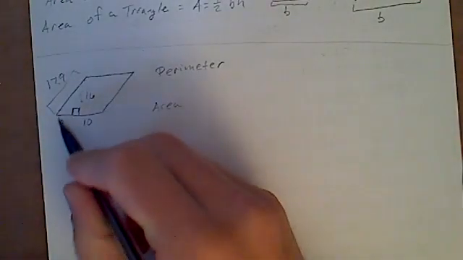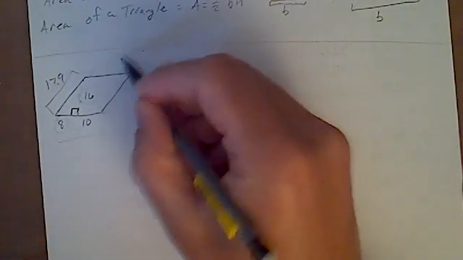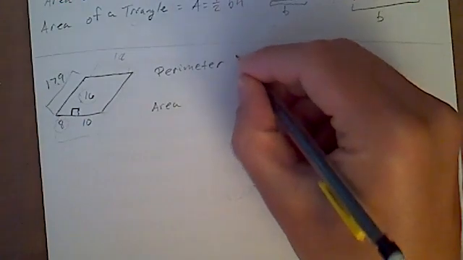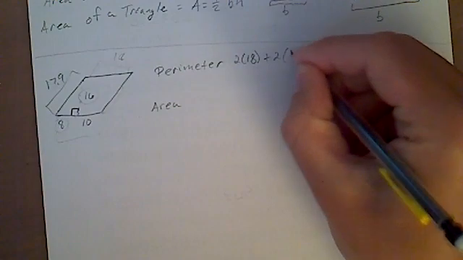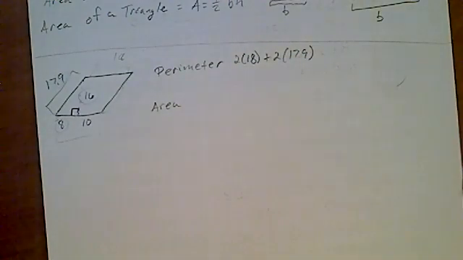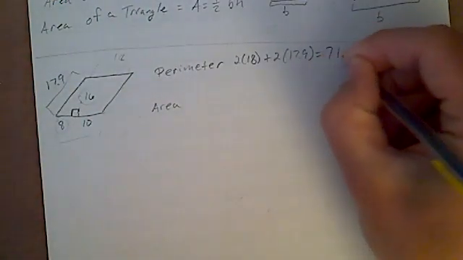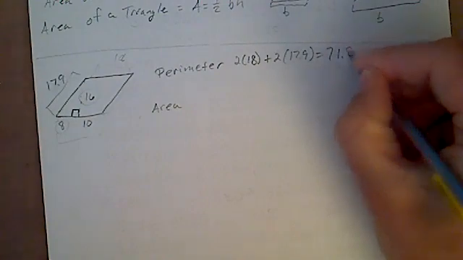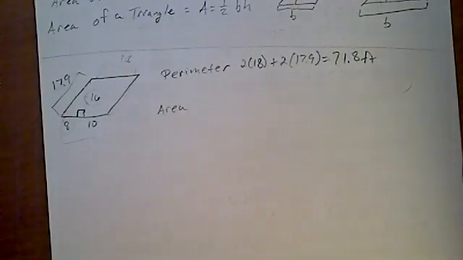So perimeter: we have a side of 16 and a side of 18, and 18 and 18. So we have 2 times 18 plus 2 times 17.9, which gives us a perimeter of about 71.8. Going back, this was all in feet.